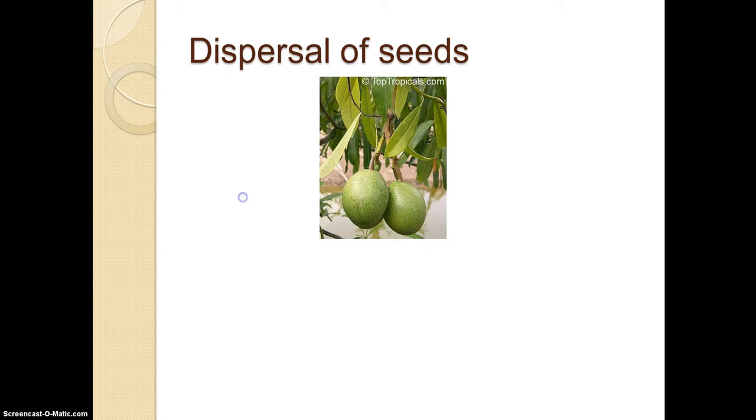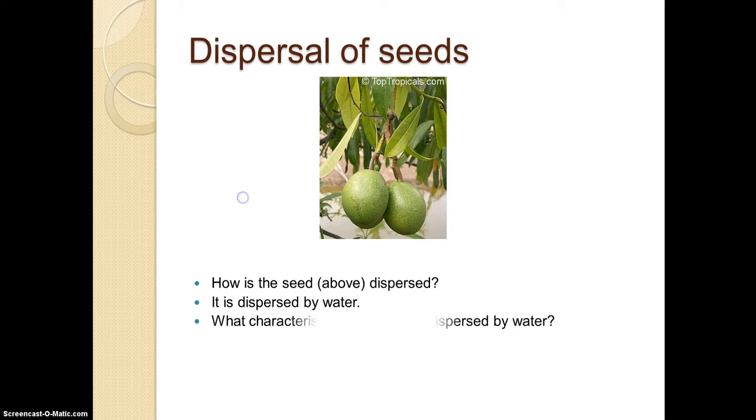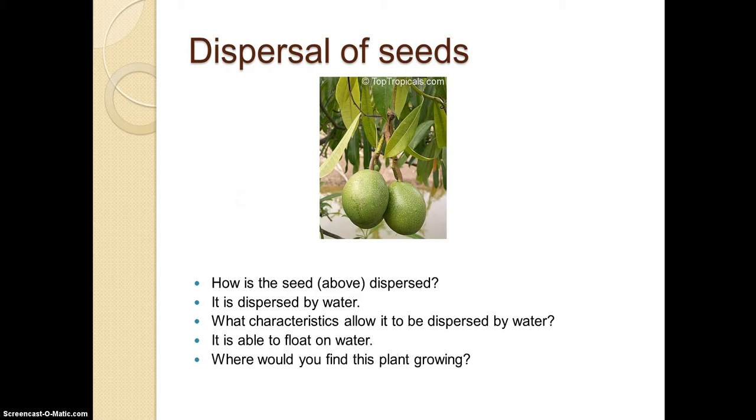Dispersal of seeds. How is the seed above dispersed? It is dispersed by water. What characteristics allow it to be dispersed by water? It is able to float on water. Where would you find this plant growing? You would find it near a body of water.